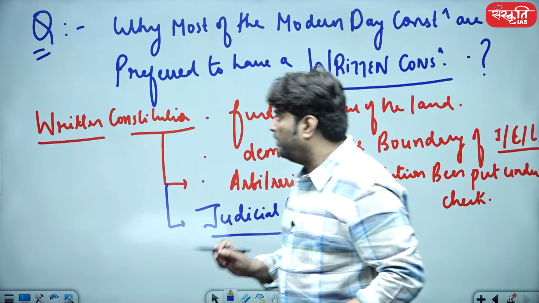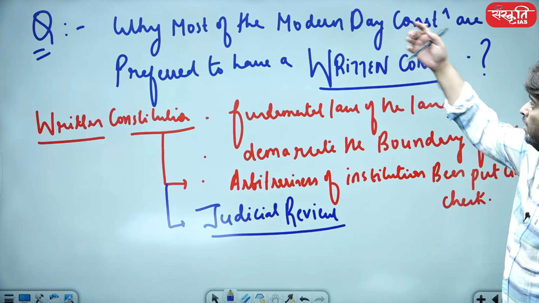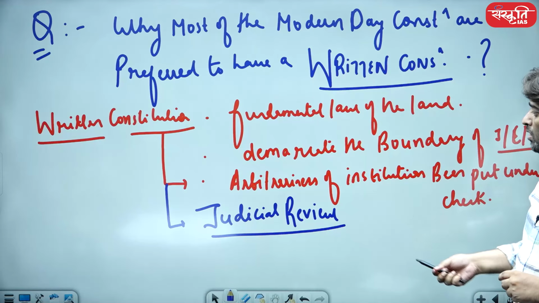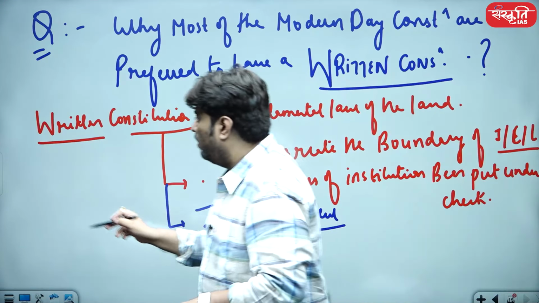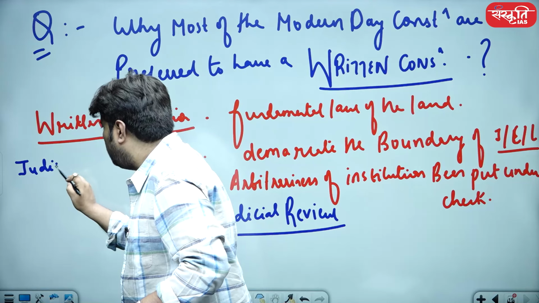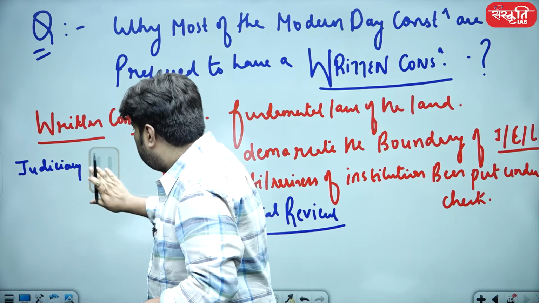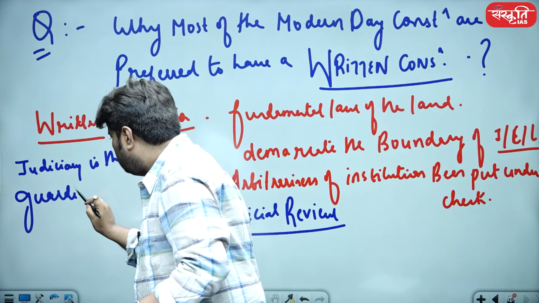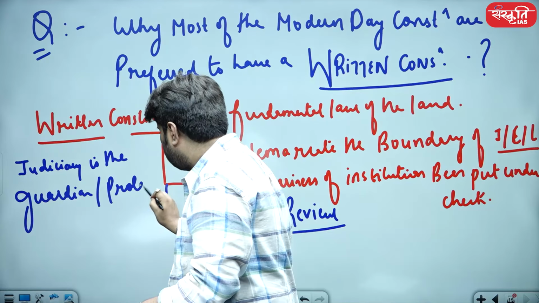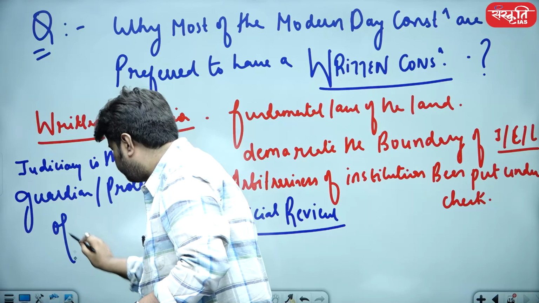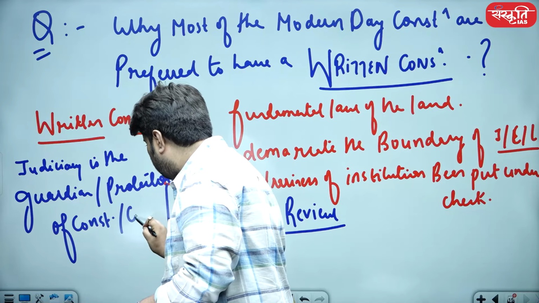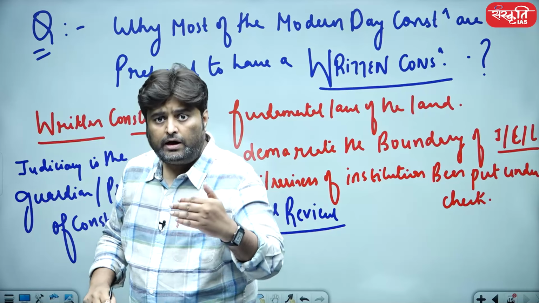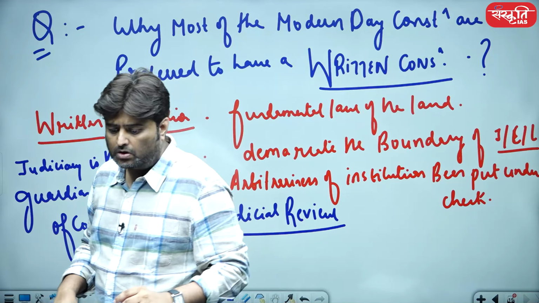So one very preferred choice of a written constitution is, if the question is put in this manner, why most modern-day constitutions prefer to have a written constitution? A written constitution supports the idea of judicial review, and we all know the judiciary is the guardian and protector of constitutional values. The judiciary is the guardian and protector not only of the constitution but also of constitutional values, which are closely related to constitutionalism.